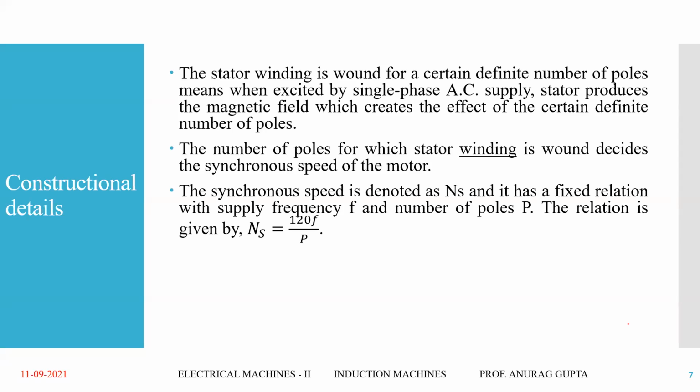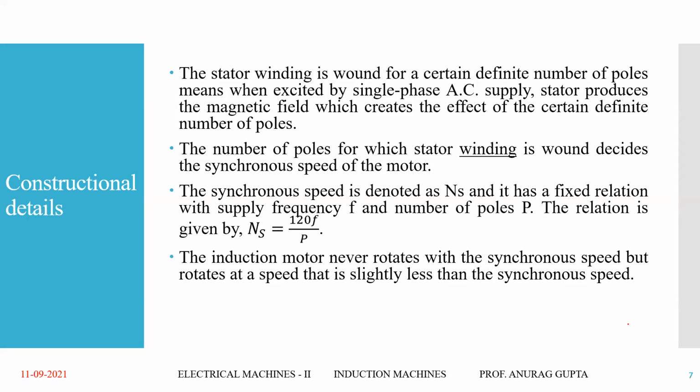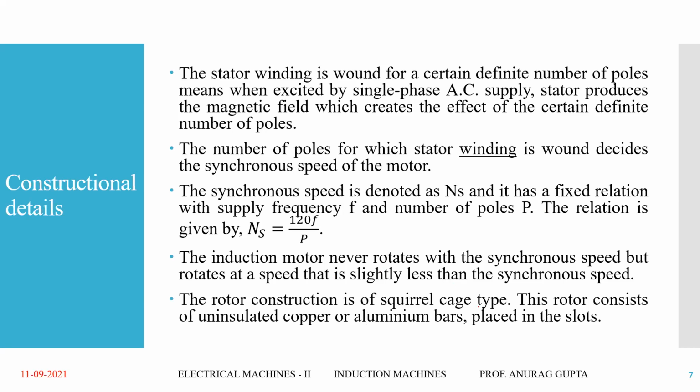We can say the synchronous speed is denoted as Ns, and it has a fixed relation with the supply frequency F and the number of poles P. The relation is given by N equals 120 F by P. The induction motor never rotates at the synchronous speed, but rotates at a speed that is slightly less than it. It will always run at a slightly lesser speed than the standard speed, where N equals 120 F by P.